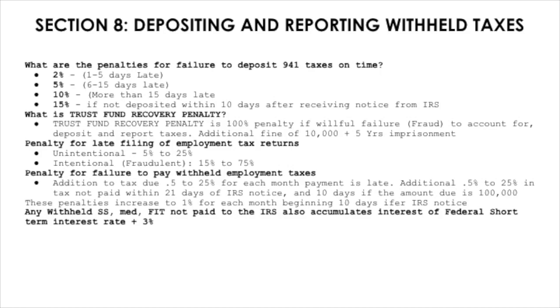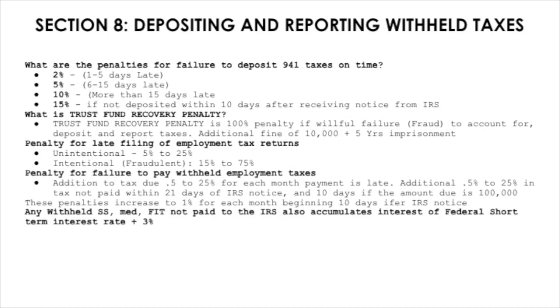Now let's discuss the different types of penalties that IRS can impose. The first set is for the penalties for failure to deposit 941 taxes on time. So this is only for the failure to deposit the taxes on time. 2% of the undeposited amount if the deposit is within 15 days of the due date. 5% of the undeposited amount if it is deposited within 6 to 15 days of the due date.